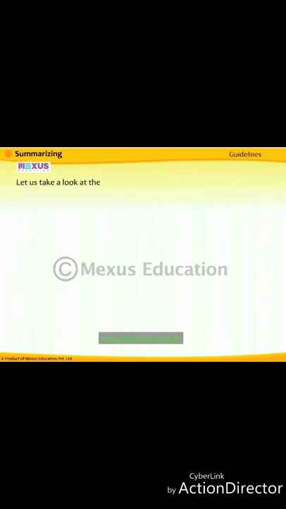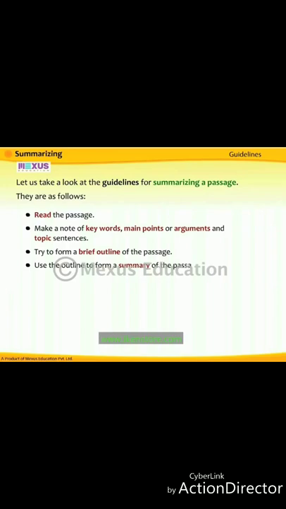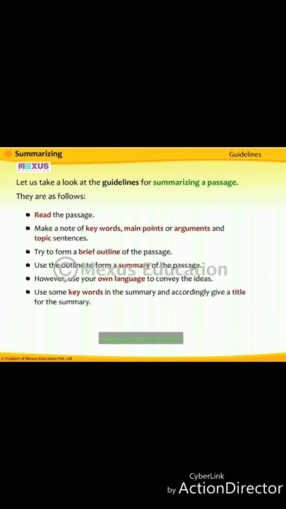Let us take a look at the guidelines for summarizing a passage. They are as follows. Read the passage. Make a note of keywords, main points or arguments and topic sentences. Try to form a brief outline of the passage. Use the outline to form a summary of the passage. However, use your own language to convey the ideas. Use some key words in the summary and accordingly give a title for the summary.